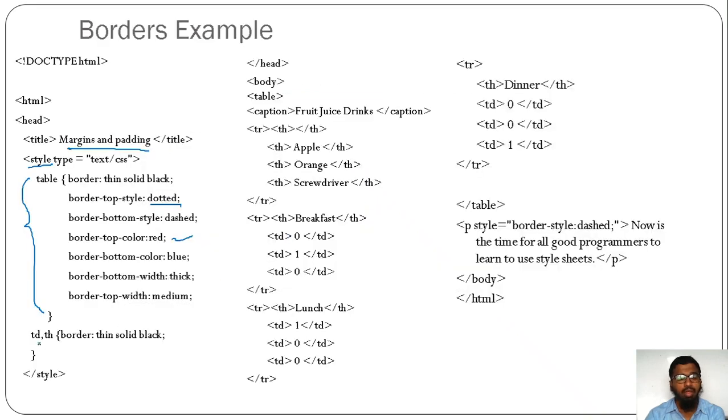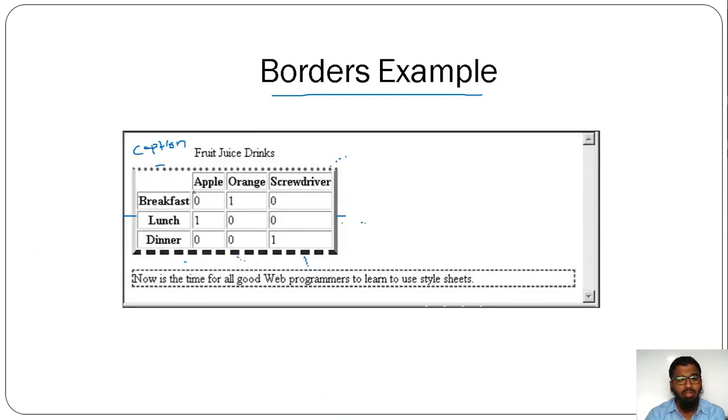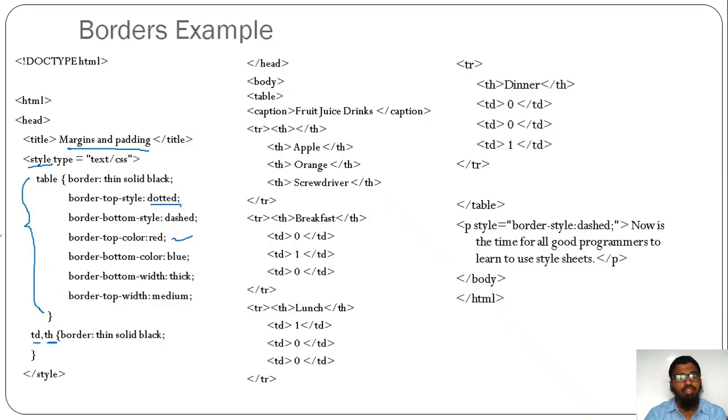And what is this, TD and TH? Border thin solid black. Can you see this thin border on TH and TD? So this is about the style, CSS. Now the head is closed. Now open the body tag. We gave the styles, and now we need to use this style in the HTML code.